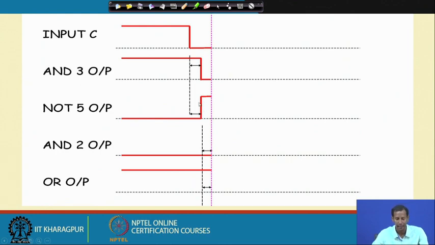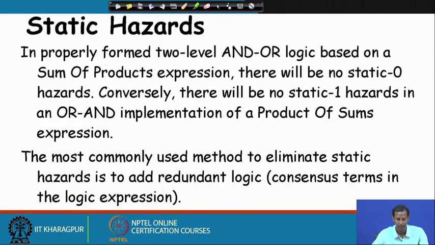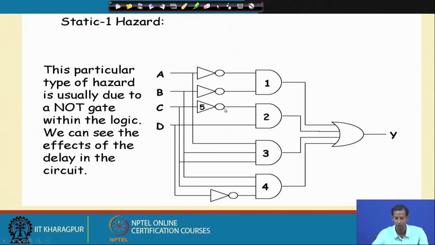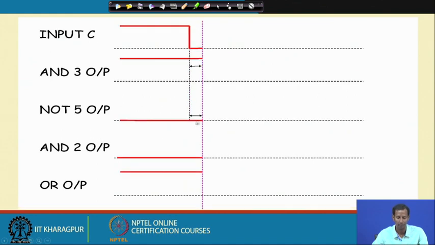As long as this is 0, this is not that case. Whenever this NOT output is 1, the AND gate N2 output will be what? N2 output is 1 and D is 1. After some time, N2 output is at 0 and the OR output is considering this 1 and 0, that is 1.